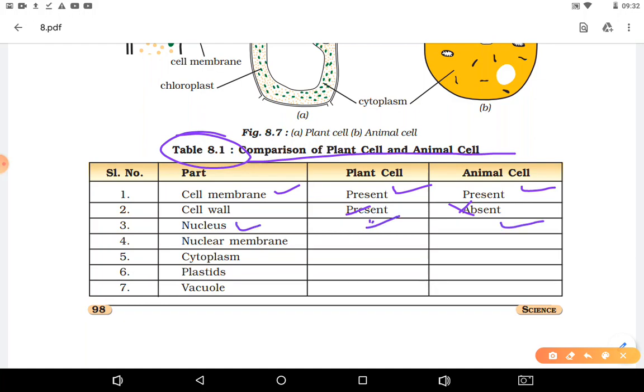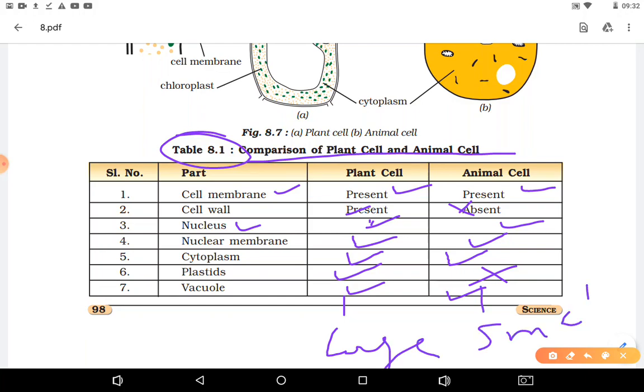Okay, nucleus or the nuclear membrane is present in both. Cytoplasm is present in both. Plastid is present here but it is not present here. Vacuole is present in both, but here it is large in size and here it is small in size. Okay, similarly you have to write the difference between the eukaryote and the prokaryotes also.